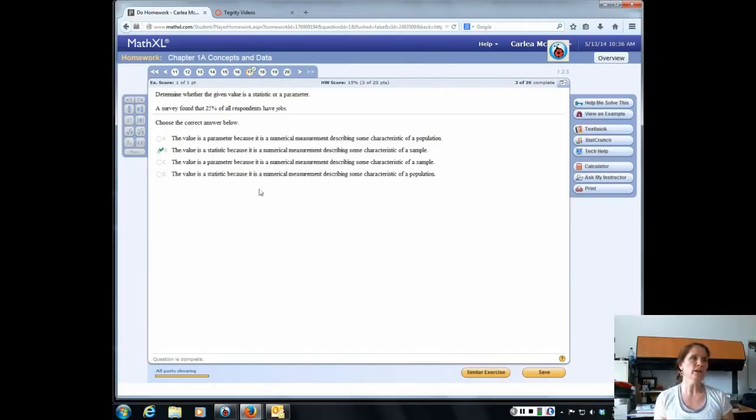Determine whether the given value is a statistic or parameter. A survey found that 25% of all respondents have jobs. So we're talking about a statistic there because it was a numerical measurement, which both of them are, but this described a sample, just the people that we talked to, the respondents. That makes it a statistic.